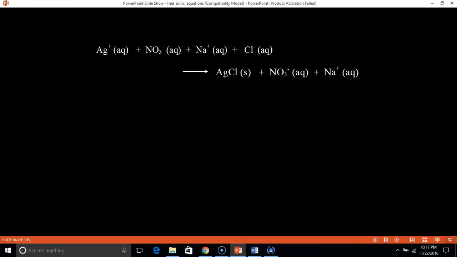Okay. And so we can make what we call a net ionic equation. In a net ionic equation, the only thing that we show is what's actually happening, what's actually reacting, and we get rid of the things that are just watching. So as far as the things that form an actual product, a solid here, we have silver and chlorine forming silver chloride.